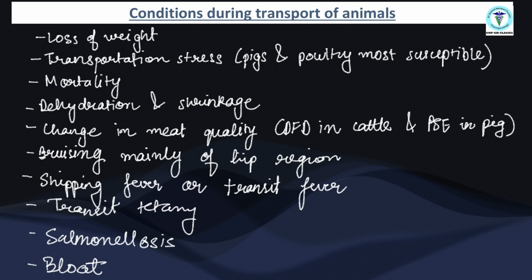Conditions that result during transport of animals. Loss of weight. Transportation stress, pigs and poultry are most susceptible. Mortality, dehydration and shrinkage, bruising, shipping fever, transit tetany, bloat.